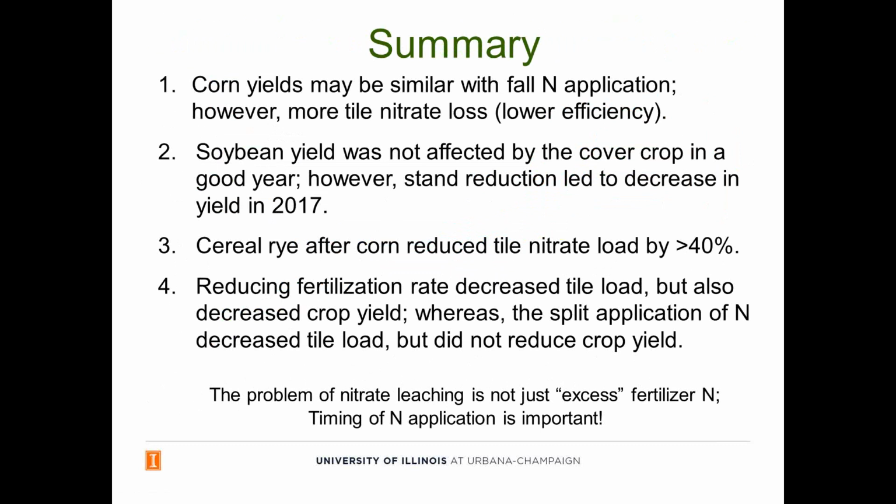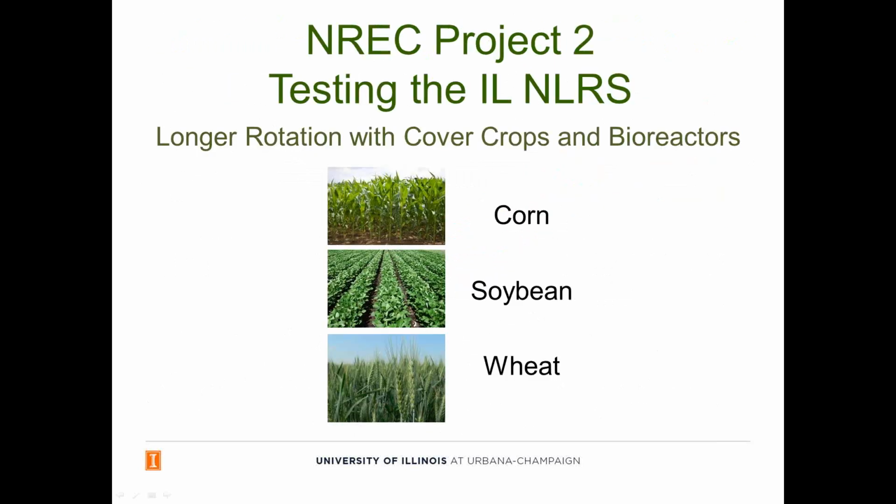And I often hear other scientists say that it's all about excess fertilizer. And I don't think it is, because we're still losing N when we reduce the rate, and that wasn't excess fertilizer because we lost yield. This all suggests to me that timing of N application is very important.